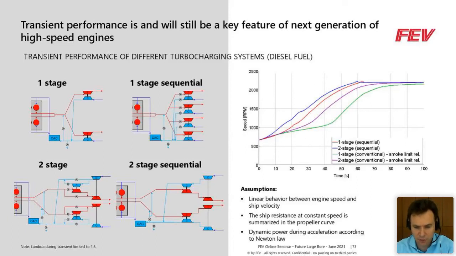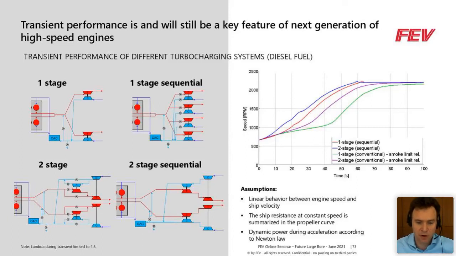And as of course you can see, and how is it thinkable, the more you increase the complexity on the control and the turbocharging system, the more you can reach very fast acceleration. So here the blue line, for example, that is on the top of the right graphic is showing a two-stage sequential, so very complex system that is a combination of two double-stage concept, let's say.